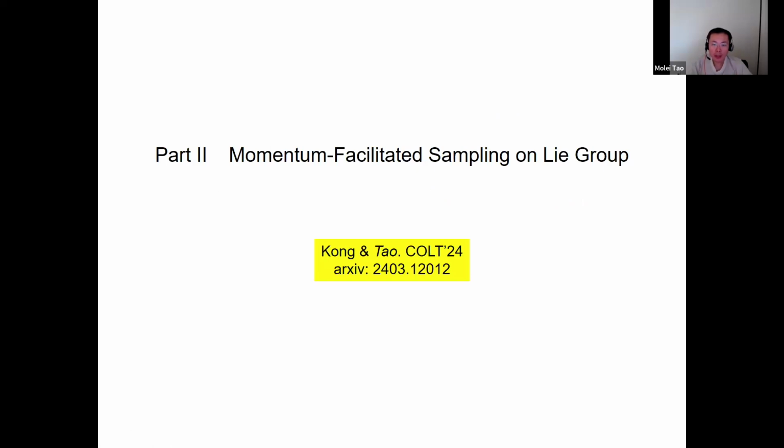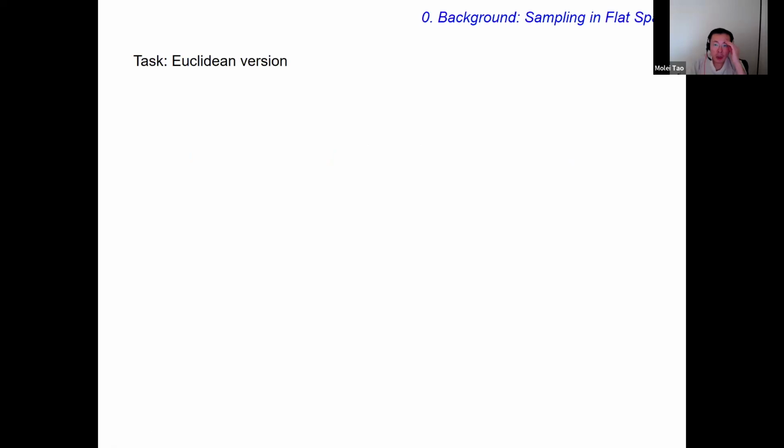Let me now start talking about a stochastic generalization, which is part two. This is a joint work with the same student, Lin Kai Kong. COLT is a top conference in learning theory, so it's a very good conference. The task that we will be considering is called sampling.